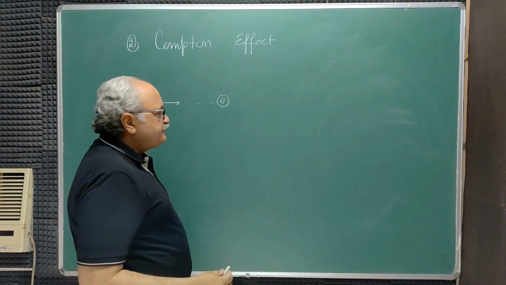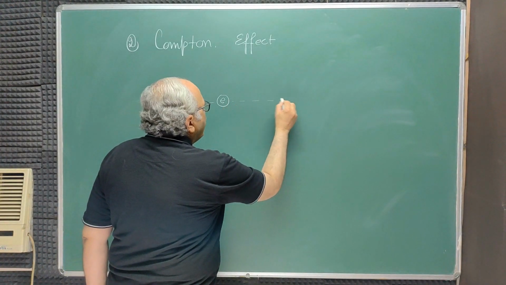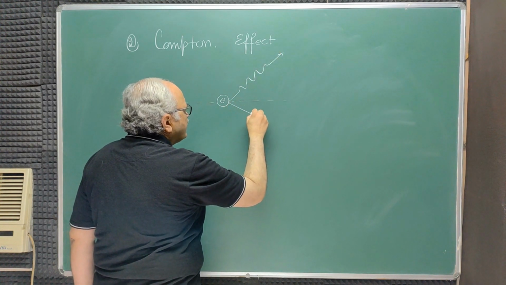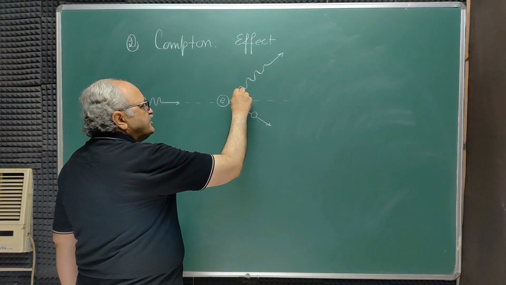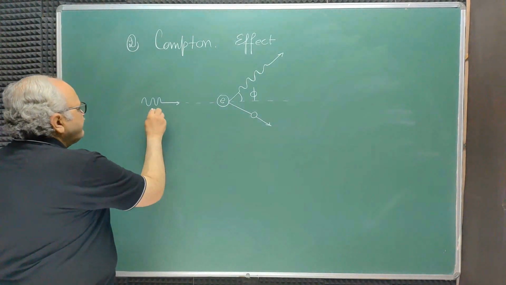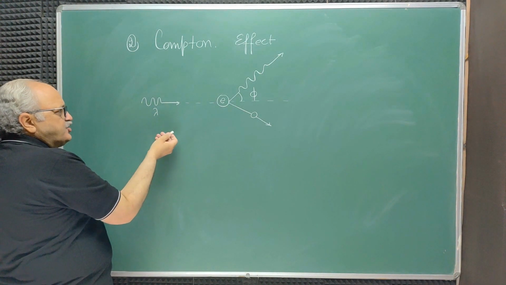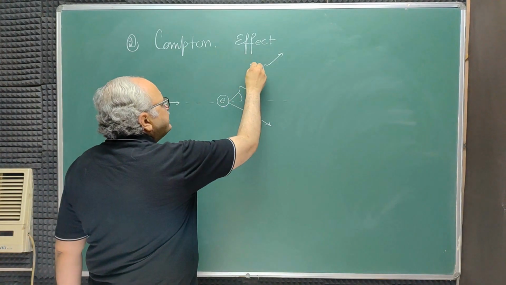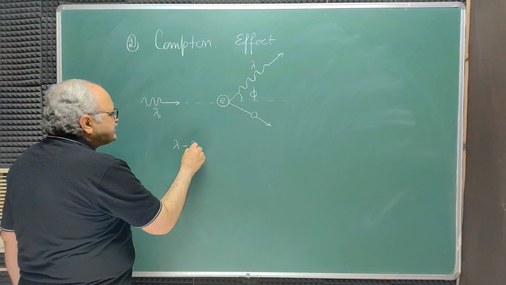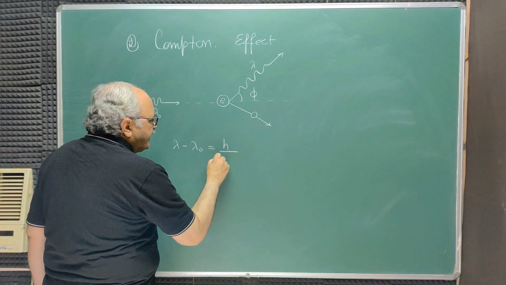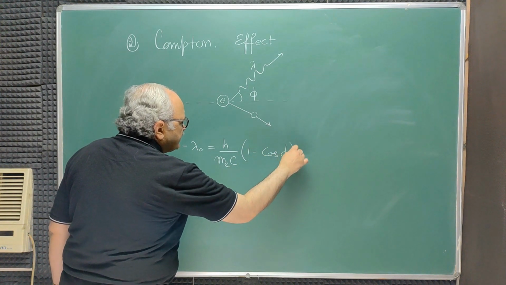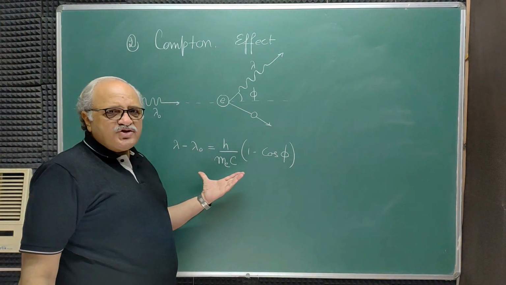They make a collision, that is an elastic collision, and we find the photon takes a path like this, and say the electron moves in this direction. This particular angle is called the scattering angle phi. If the wavelength of the incoming photon is lambda 0, and the wavelength after interaction is lambda, then lambda minus lambda 0 is given as h by m of the electron c times (1 minus cos phi). This is basically called the Compton equation.